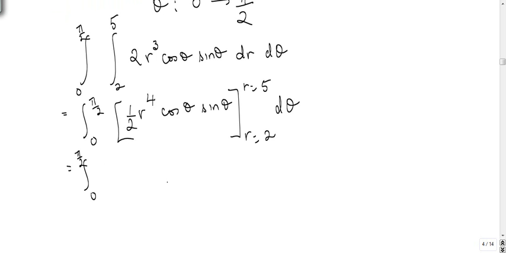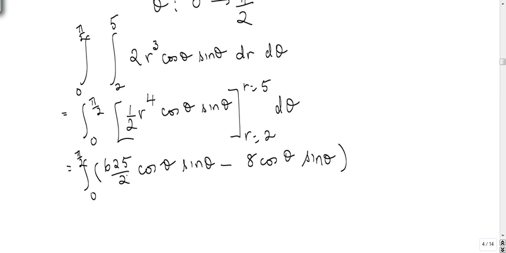What is 5 to the 4th? Is that 625? Check for me. I think it's 625. It is? So 625 over 2 cosine theta sine theta minus, and 2 to the 4th, that's 16 over 2. That's 8 cosine theta sine theta d theta.